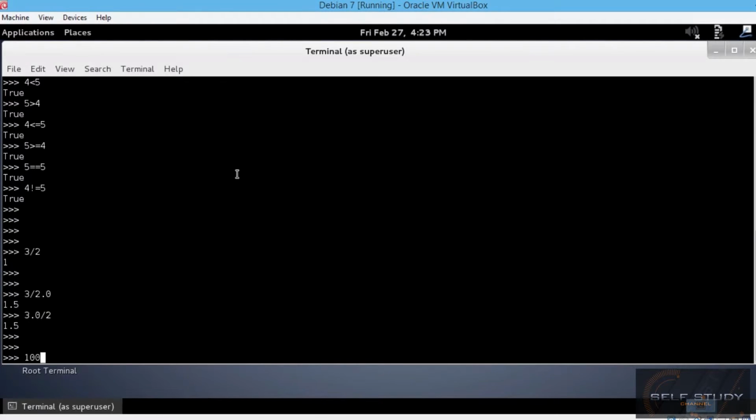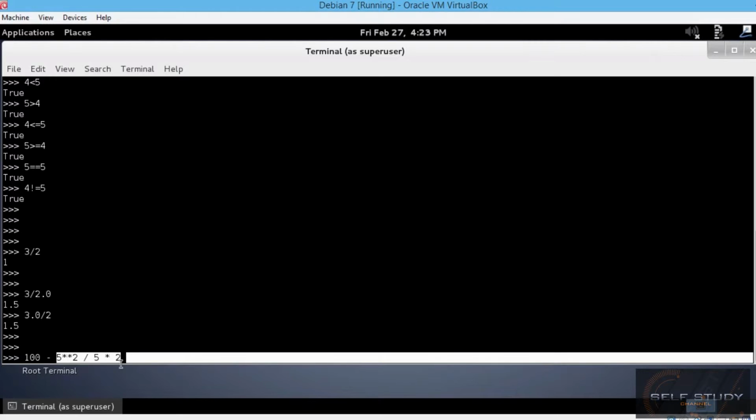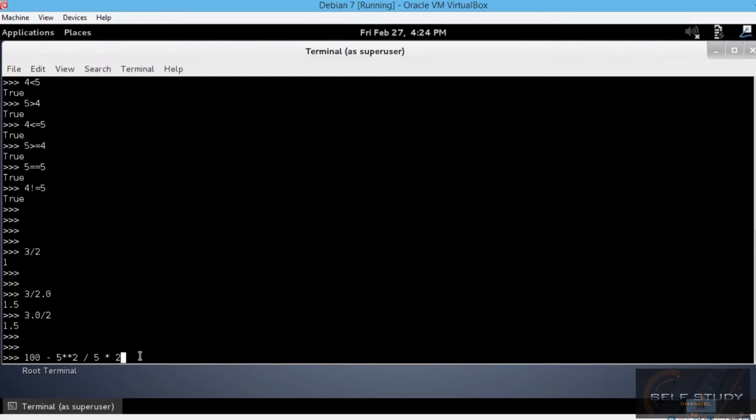Let's see an example. Let's say we have 100 minus 5 raised to the power of 2 divided by 5 times 2. What would be the correct result here? Well, Python will first evaluate 5 raised to the power of 2, which is 25. Then, since division and multiplication have the same priorities, they will be evaluated from left to right. So 25 divided by 5 will give us 5. Times 2 will give us 10. And finally, subtraction, having the lowest priority, will be evaluated last. So we will have 100 minus 10 from here will be equal to 90. So let's check this. Okay, correct.